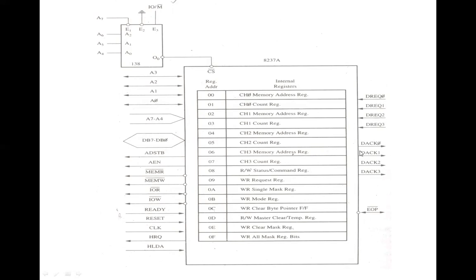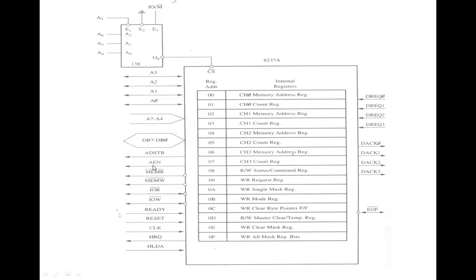Then we have DACK0 to DACK3. This is the DMA acknowledge. The DMA acknowledge is used to indicate to the individual peripheral devices connected with the 8237 that a DMA cycle has been granted. The sense of these lines is programmable, and reset initializes them to active low. Meaning, if any device wants to make a request, it sends the request through the DREQ line, and accordingly the acknowledge is done on this line by the 8237.